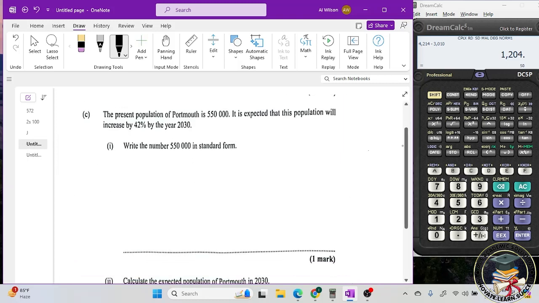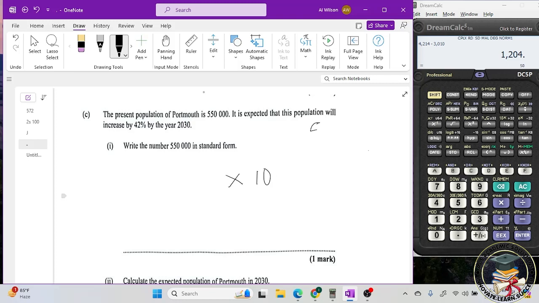We have a question that says the present population of Portsmouth is 550,000, and it's expected that this population will increase by 42% by the year 2030. It wants us to write the number in standard form. To express the number in standard form, which is also called scientific notation, we express it as a number between 1 and 10 multiplied by 10 raised to a power. So we're doing a multiplication and we have 10 as a base.